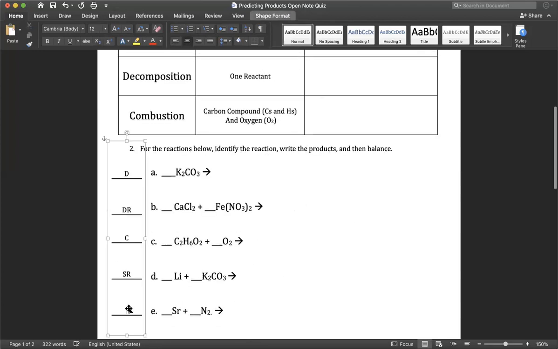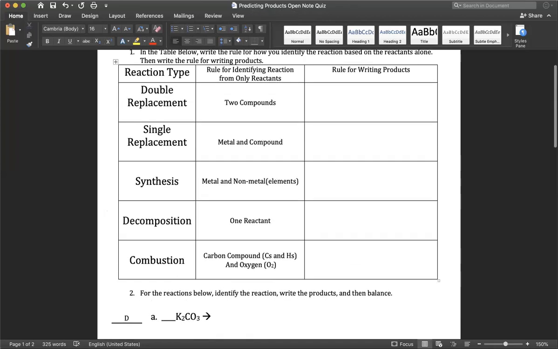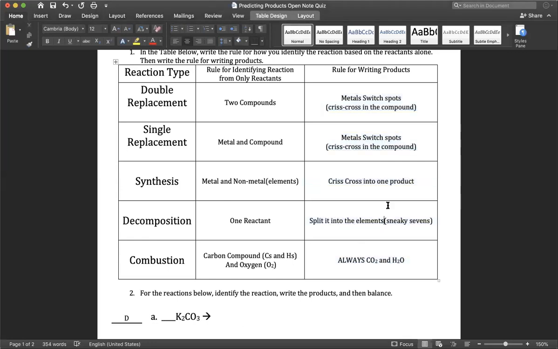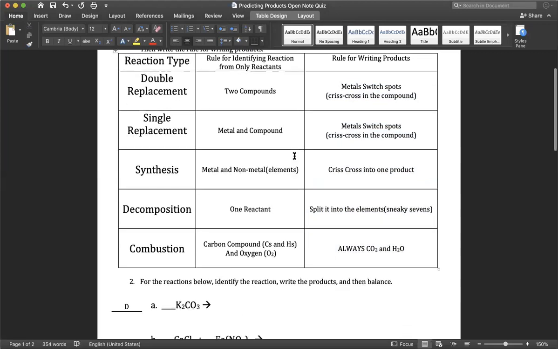If I can identify based off of the reactants, then I can go back, and at least for our class, this is what we're going to do for writing products. Single and double replacement are really similar. They're actually the same rule for writing products. The difference is that one of the metals is going to be an element and one's going to be a compound, and in a double replacement, both of them are going to be in compounds.